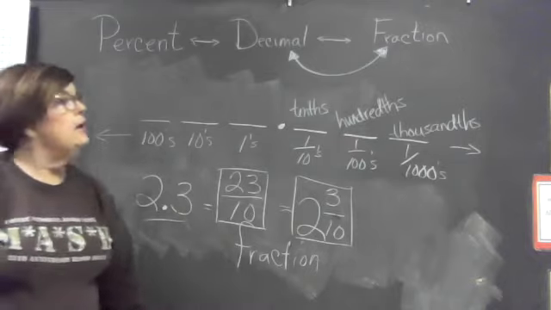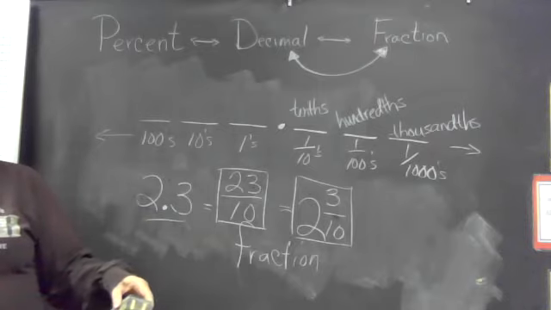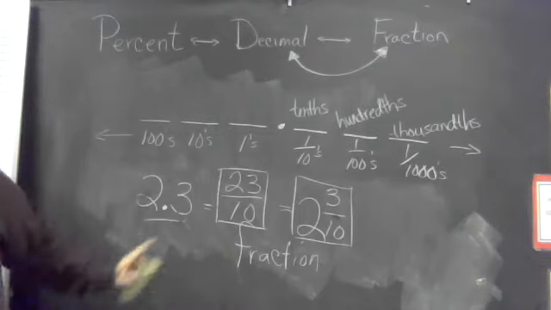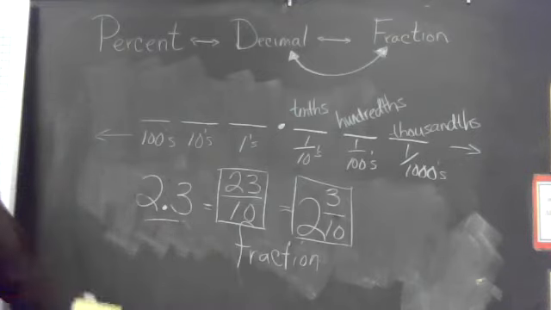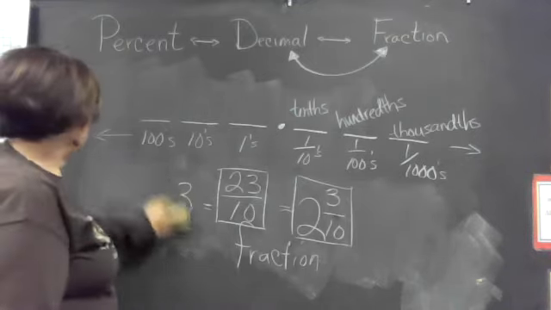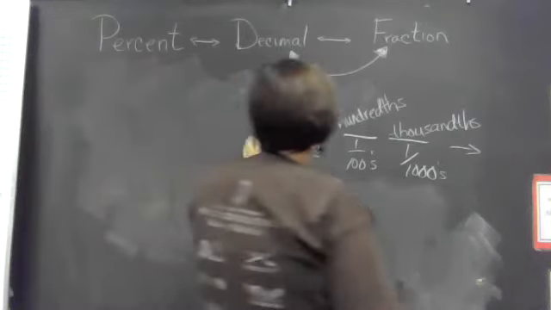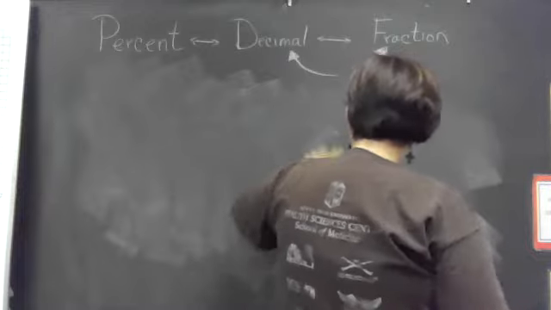Okay? So, are you guys okay with going fraction to decimal? Decimal to fraction? Decimal to fraction is just look at this place value and put it over, and then simplify, okay? And fraction to decimal means I divide it, okay? Because fraction says divide. Now, let's go decimal to percent. And I told you it's easiest, and it is.